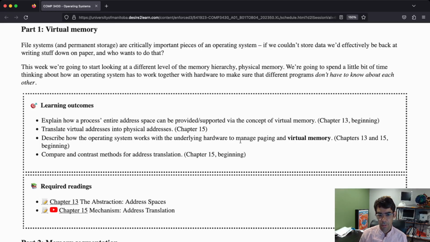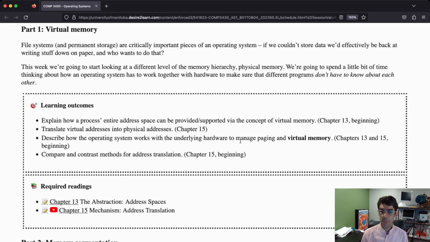Describe how an operating system works with the underlying hardware to manage paging in virtual memory. The idea here is the operating system has to do things like set a fault handler. So when a process tries to access memory outside of its allocated range, the operating system needs to tell the hardware, this is how you should tell me about that. This is the code that you should start running. But it also has the responsibility of managing the details of what segments have been allocated or what portions of physical memory have been allocated for a process.